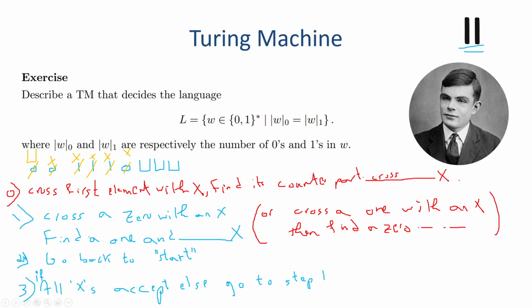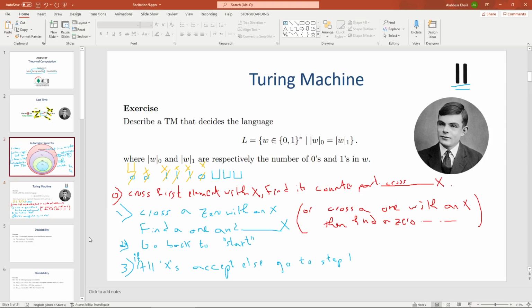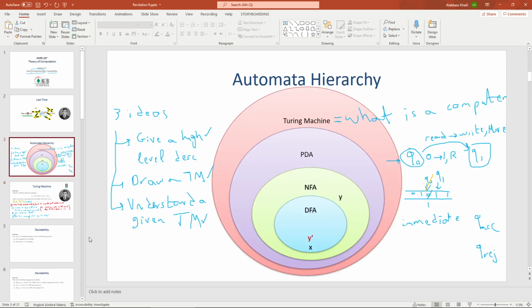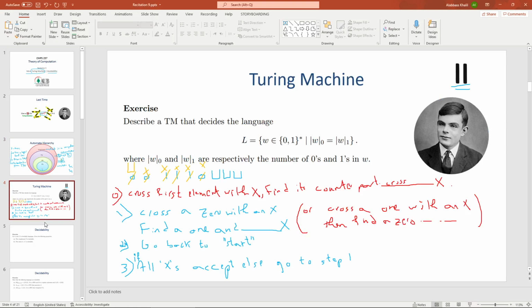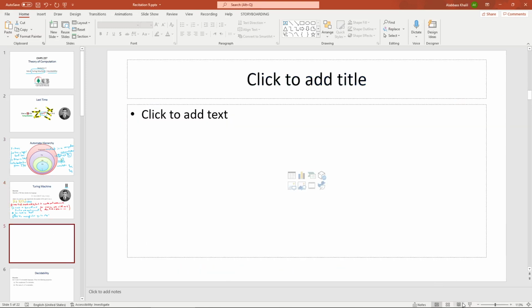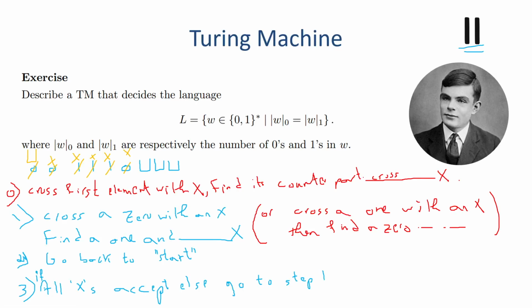Let's now actually try and draw this machine. Remember, 3 things: we want to give a high-level description, we want to be able to draw, and we want to be able to understand. We just gave a high-level description. Let's now draw. Since there's some symmetry here, it's usually better to do it for one case. Let's say you're always crossing the 0 first and then finding a 1. We'll do that, and then we'll do the symmetry for the red part, which is when you find a 1. So step 1, I'm at the start.